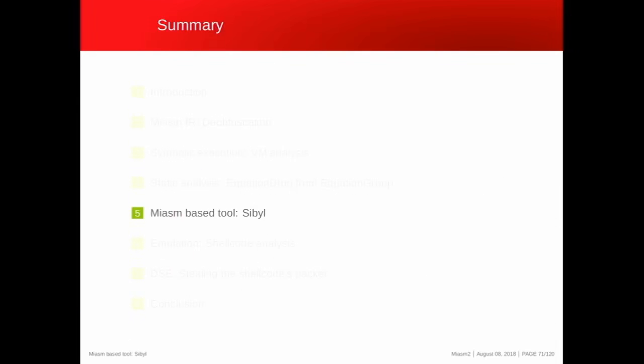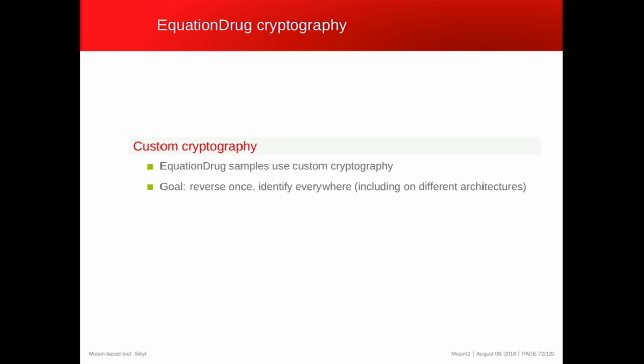That's all for the intermediate language, and here is Camille now on the emulation part. Okay, so regarding the Equation Group DLLs, you also have some cryptography inside, and the idea is to reverse the code on just one DLL, discover the cryptography, and then try to identify this crypto in all the DLLs, including on different architectures.